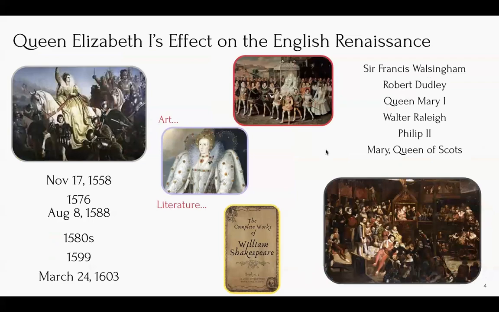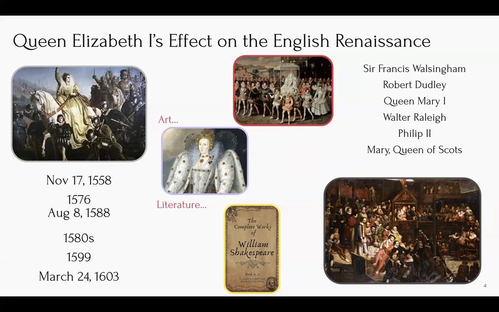Then for Queen Elizabeth specifically, she had a big effect on the English Renaissance as she was the ruler during the majority of it. Some important dates during Elizabeth I's rule were November 17th, 1558, which is when she takes the throne, 1576, which is when she builds the theater, a playhouse in London, August 8th, 1588, when she defeats the Spanish Armada, the 1580s, when England goes to America to attempt colony establishment.